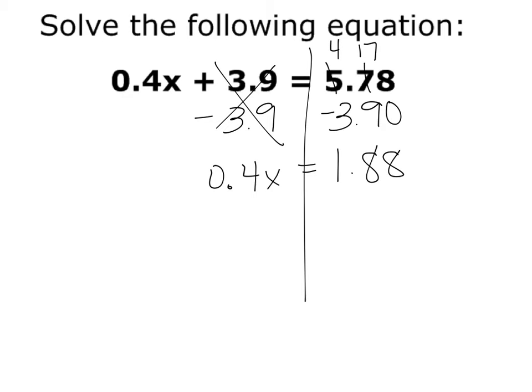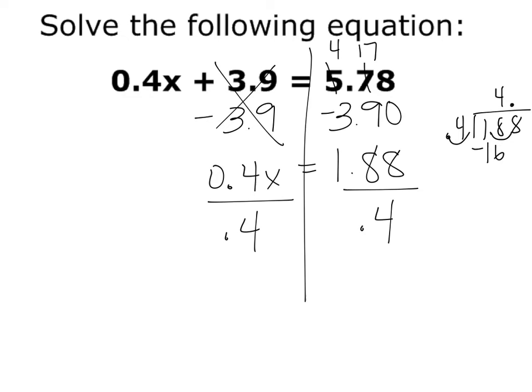17.4 minus 3.9 is 1.88. And then you can divide by 0.4, divide by 0.4. So then your 0.4 is on the outside, 1.88 is on the inside. You cannot have decimals on the outside, so hop, hop, bring the decimal up. You have 4 into 18 is 4, 4 times 4 is 16, 28, 7. So x is equal to 4.7. This way isn't bad as long as you know what to do with your decimals.